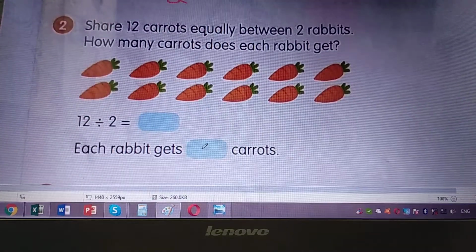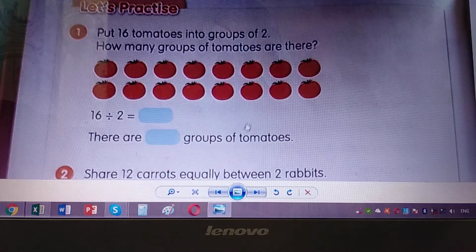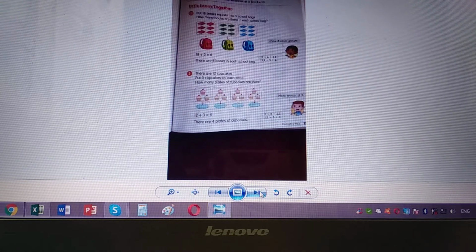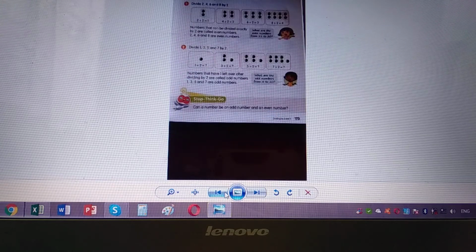So you do the rest by yourself and take a picture and send it to me so I can check them. Let's go to the next one. This one we'll do next week. You just do this one first. Actually, they are all the same for all division: dividing by 3, 4, 5, and 10. Same thing, except this time it will be table 3, table 4, table 5, table 10.